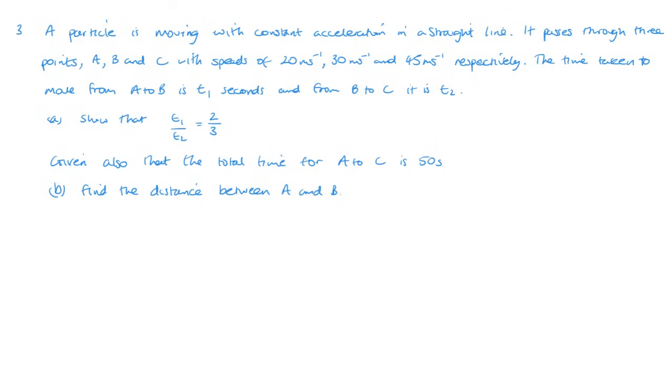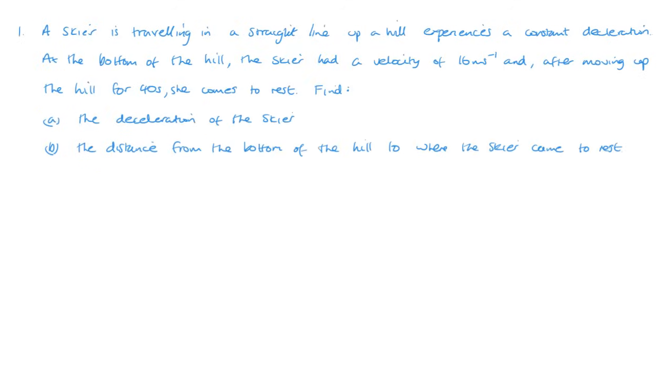Okay, hopefully you've had a go at those 3. Let's have a look at the answers. So, a skier travelling in a straight line up a hill experiences constant deceleration. At the bottom of the hill, the skier had a velocity of 16. After moving up the hill for 40 seconds, she comes to a rest.